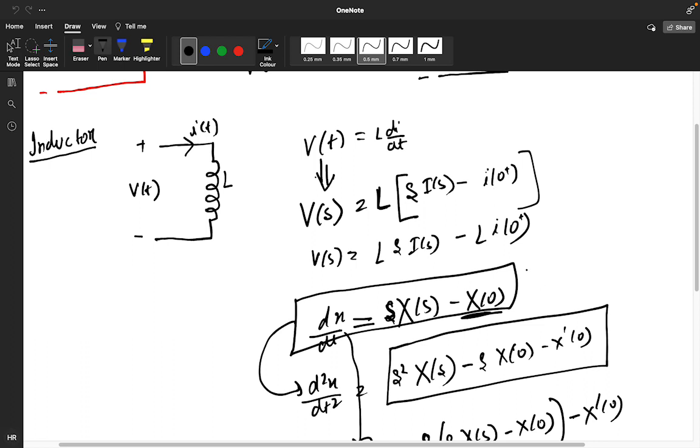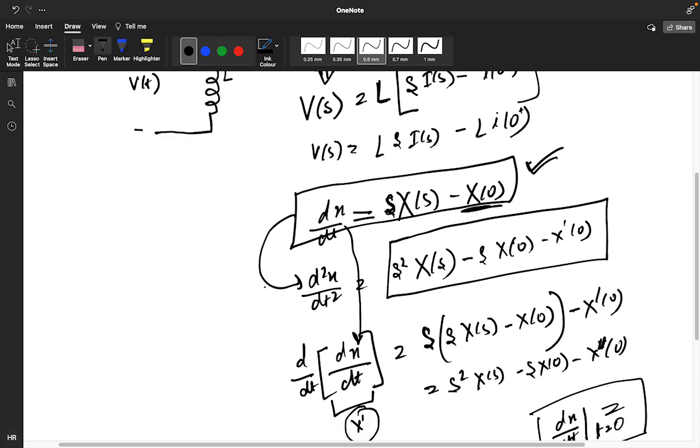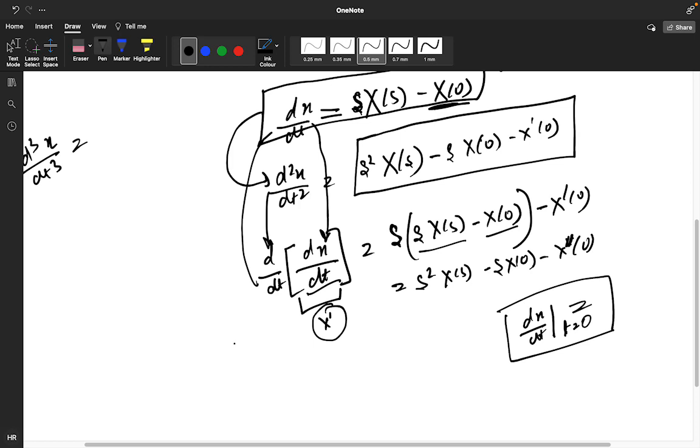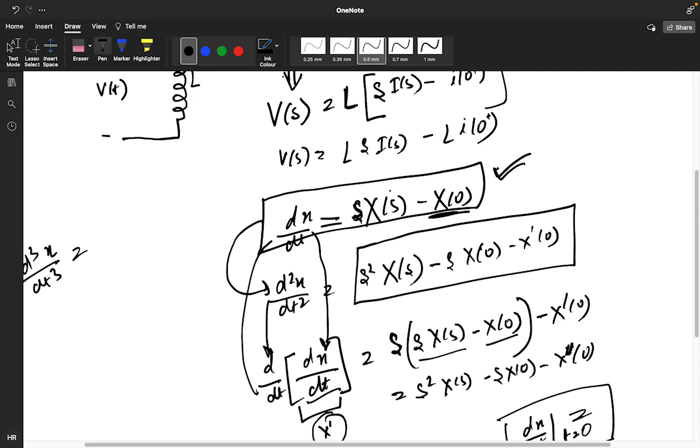If you remember this, you can find the Laplace transform of d cube x by dt cube also. Here we need to find d square x by dt square. So I write this particular term as d by dt into dx by dt, and we know the Laplace transform of dx by dt is s x of s minus x of 0. And dx by dt is my x dash, so I am writing x dash of 0. I'm substituting in this form only.